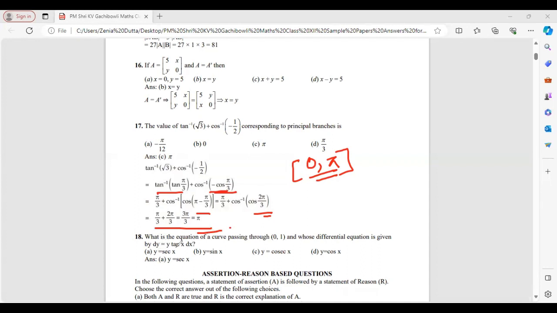What is the equation of a curve passing through 0, 1 and whose differential equation is given by this? So here he will be integrating and getting the solution.